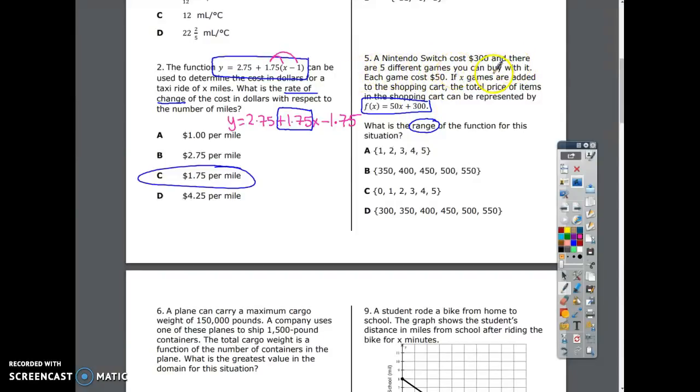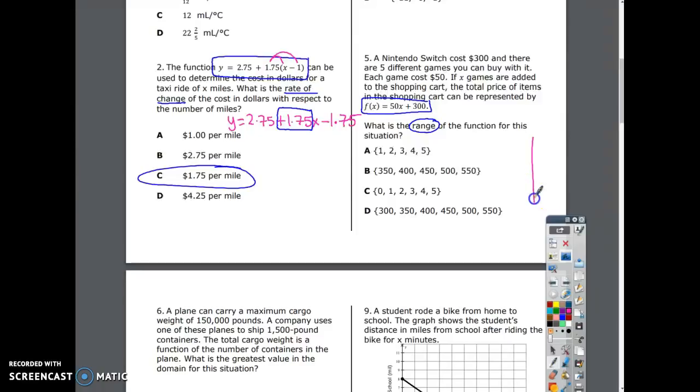So he can only buy 5 games. Each game costs $50. That's where the 50 comes from. So it's 50 each game. How many games are there? 5. Only 5 games. If X games are added to the shopping cart, the total price of items in the shopping cart will be represented by this equation. So we need to know the range. That is the cost. So X is the number of games, and Y is the cost.